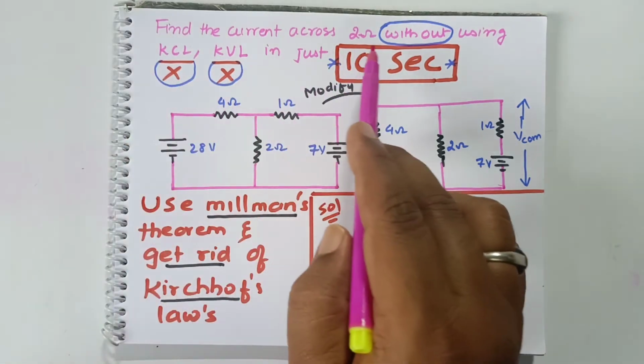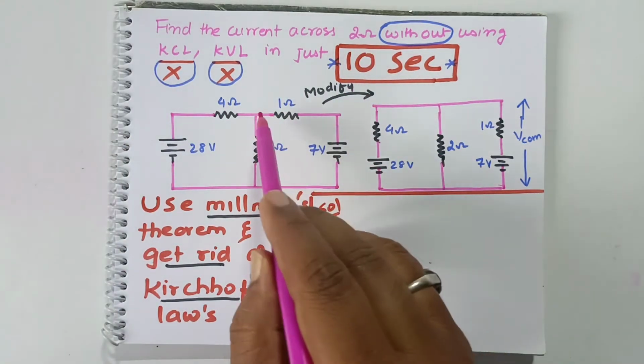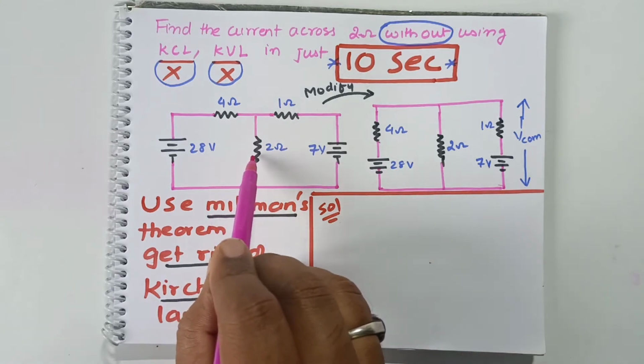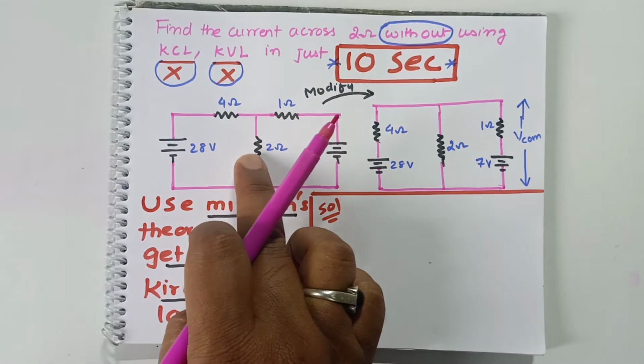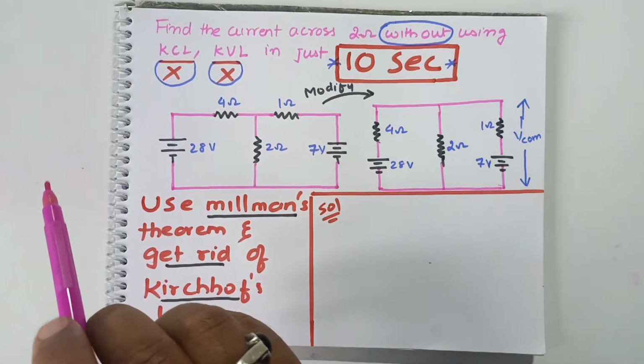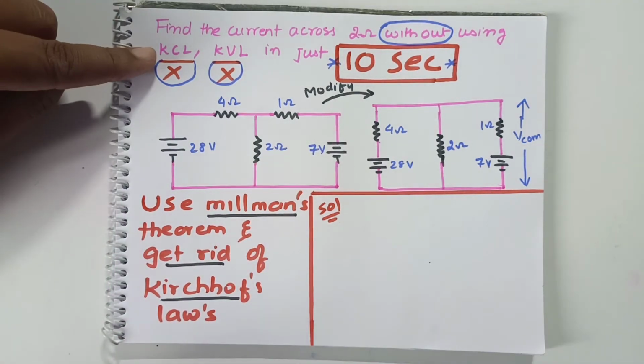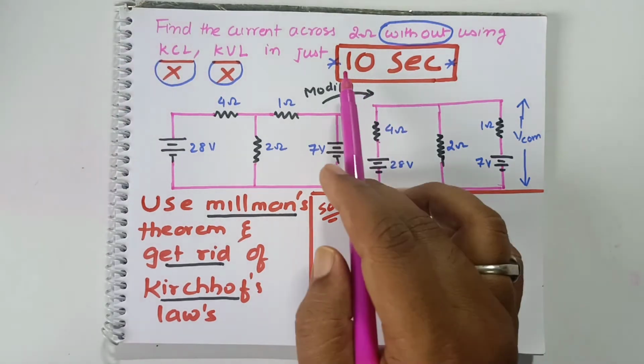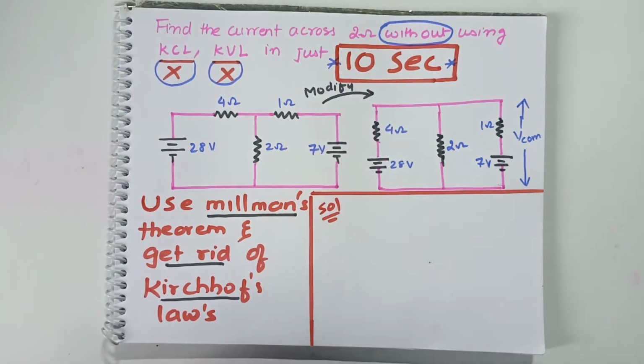So find the current across 2 ohms. So this is the voltage. This is the electric resistor across which you have to find out the current, that is 2 ohms. Then how are you going to find it out? You just avoid Kirchhoff's current law and voltage law, which is going to waste a lot of time, and do this problem in just 10 seconds by using Millman's theorem. How is it possible? That I am going to discuss here.